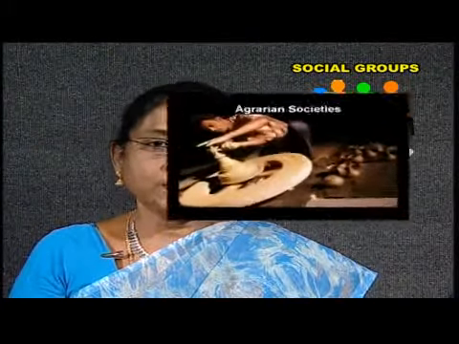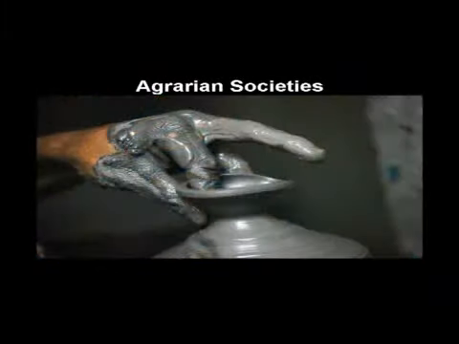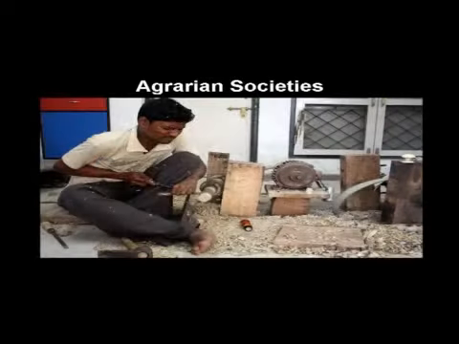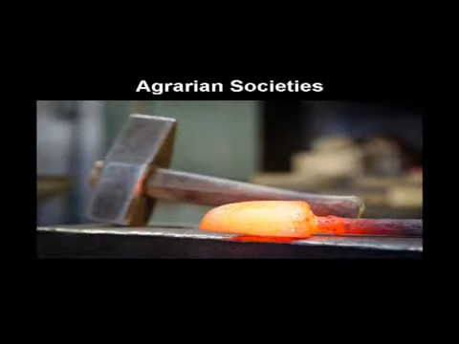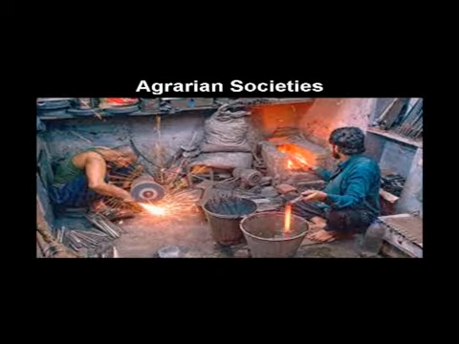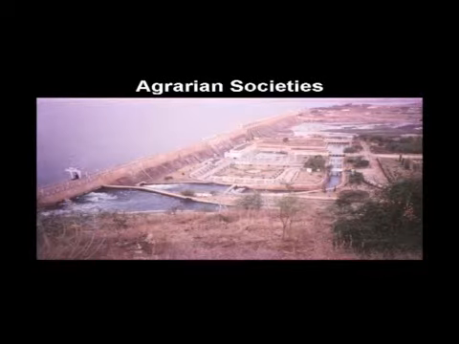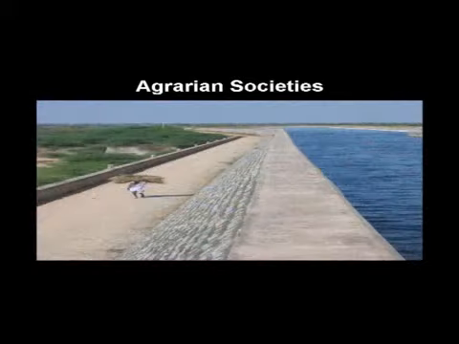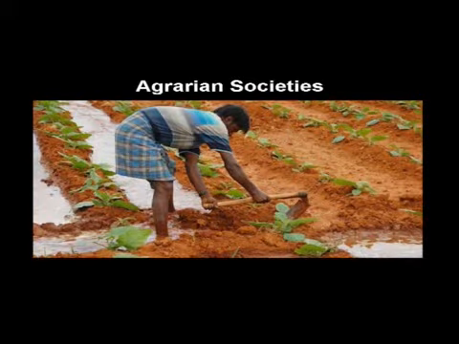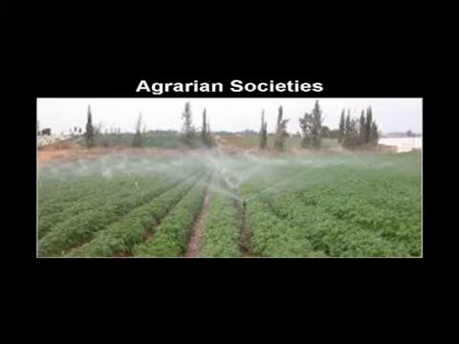Family became an important institution to assist the agricultural activities. New craftsmen like potters, carpenters and blacksmiths were identified by their skills. Irrigation systems developed, and there was also expansion of knowledge. In this stage, the importance of private property grew.